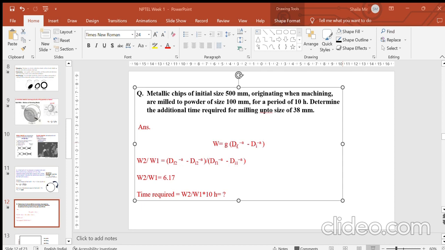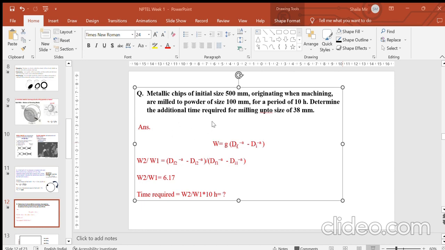Now you have to calculate what is the additional time that is required for milling up to the size of 38 mm. So this is basically a problem in which you have to go for a relative approach. You take the first process in which from 500 mm you are milling to 100 mm size, and it takes 10 hours. Now you have to identify if you mill from a 100 mm size to a 38 mm size, how much time will it take, right?